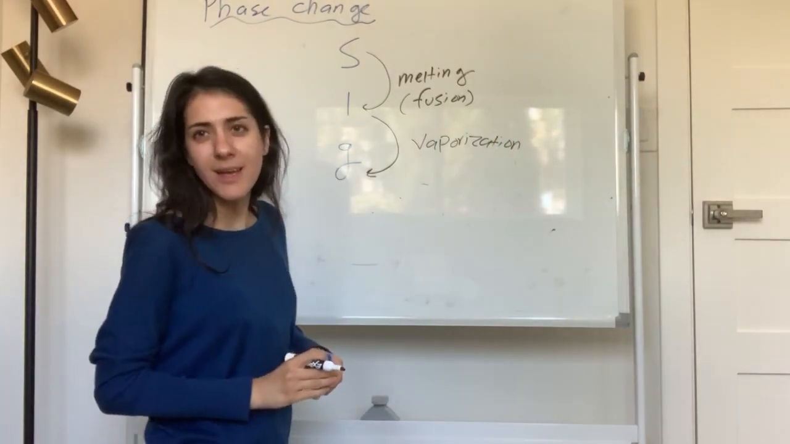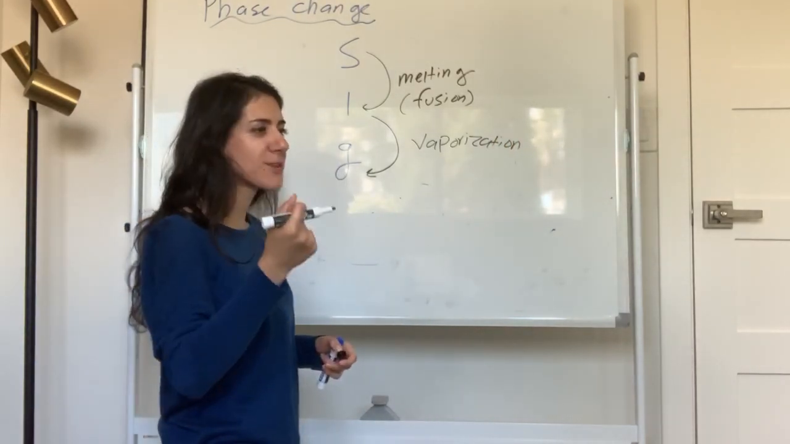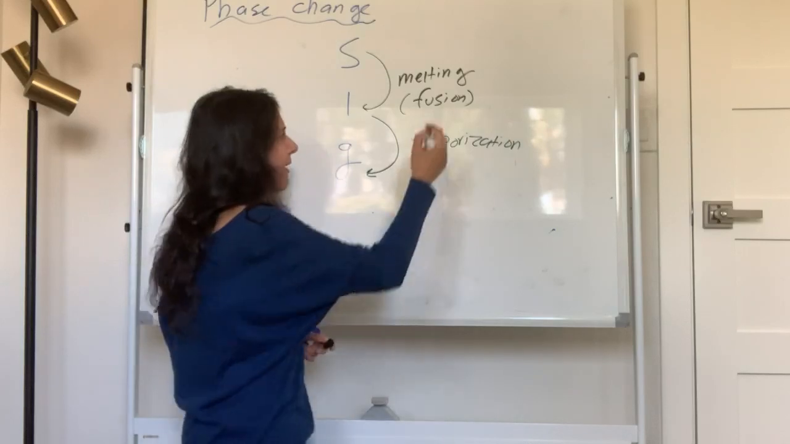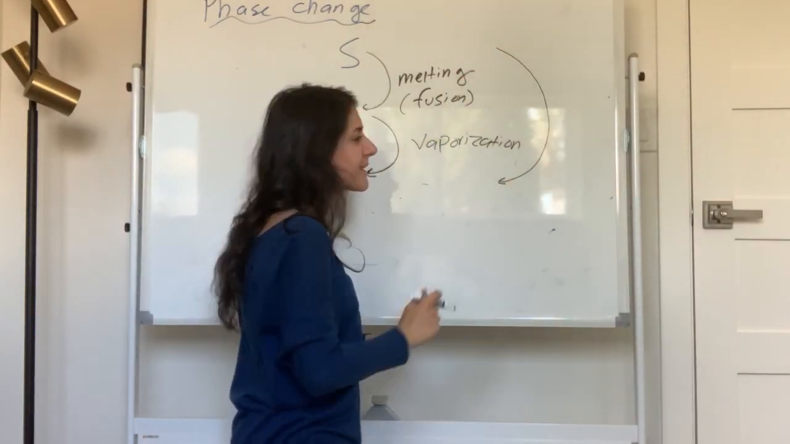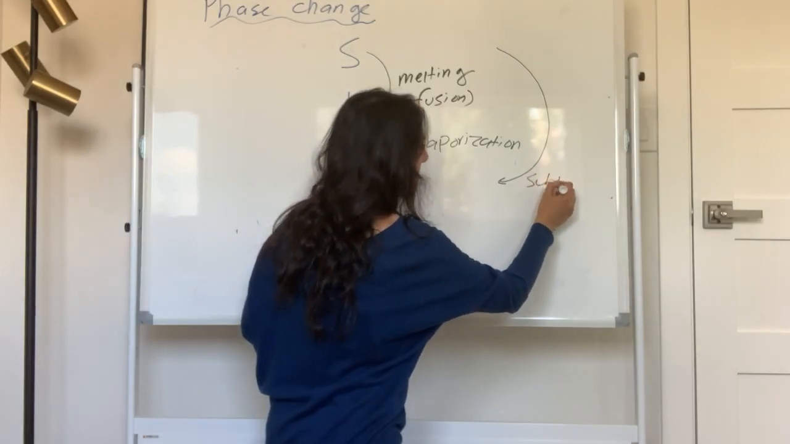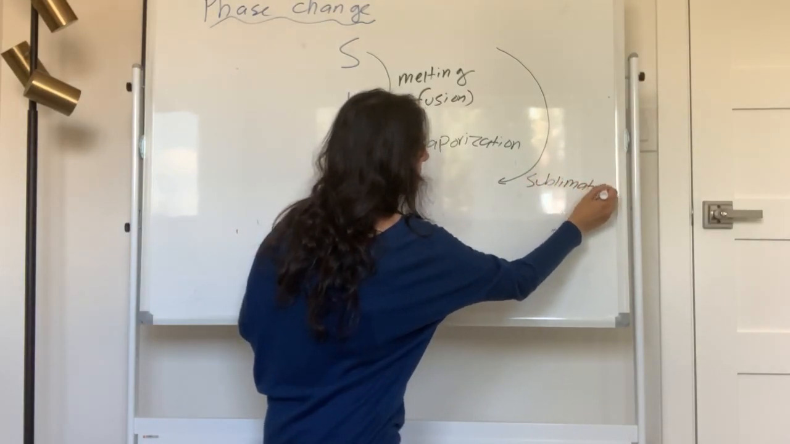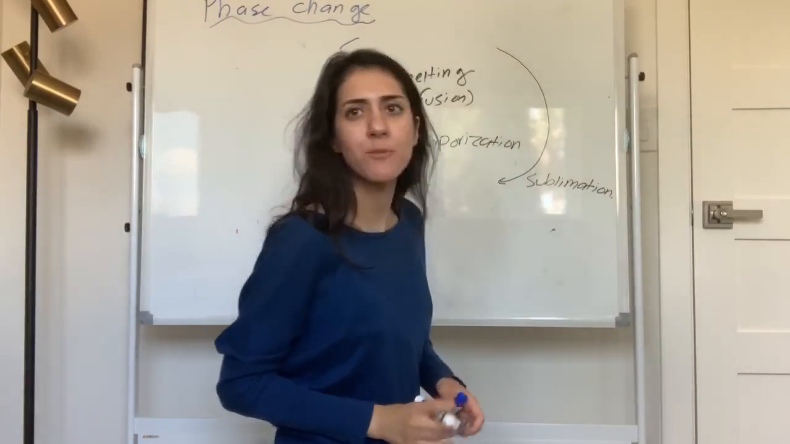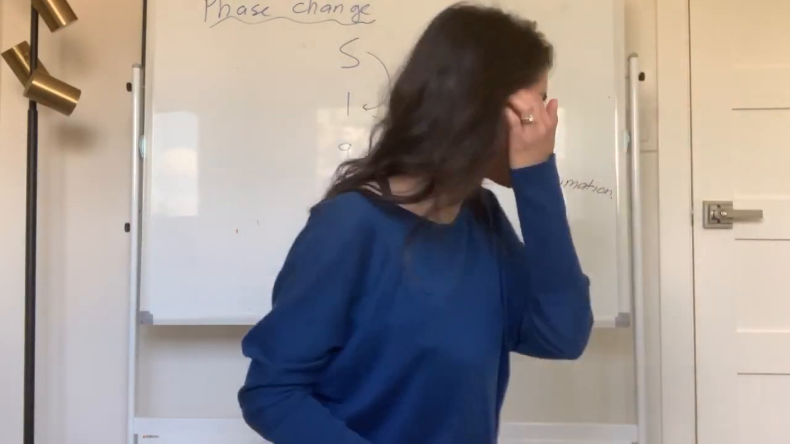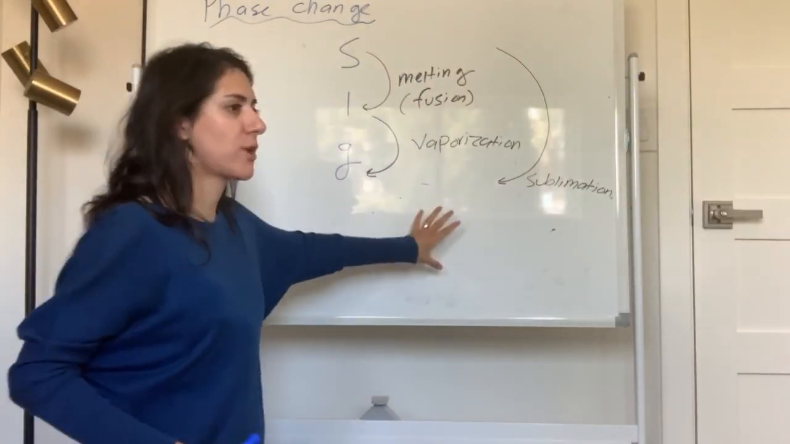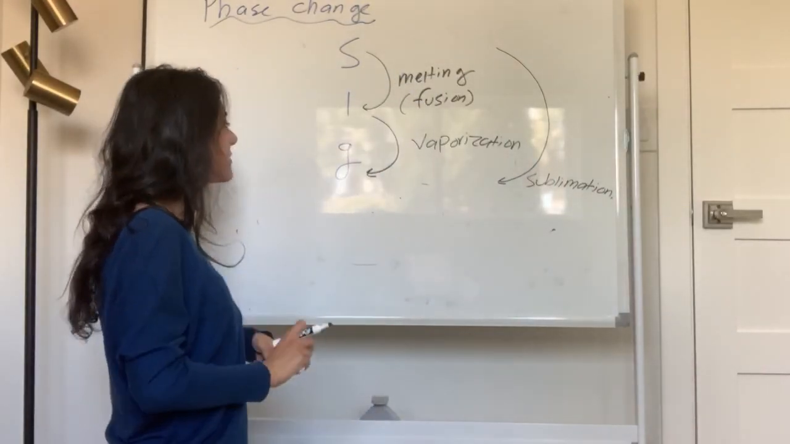So far, so good. Now, can I go from solid to gas? Oh, yeah. You can do a big jump. What do you call that? That's sublimation. You've seen sublimation. Where have you seen it? Dry ice, right? Dry ice, it goes from solid to gas. Sublimation, dry ice is a good example. Now, let's go the other way.